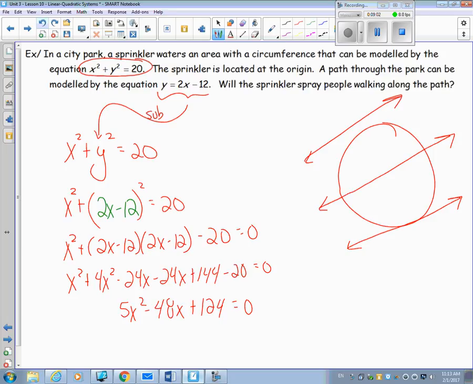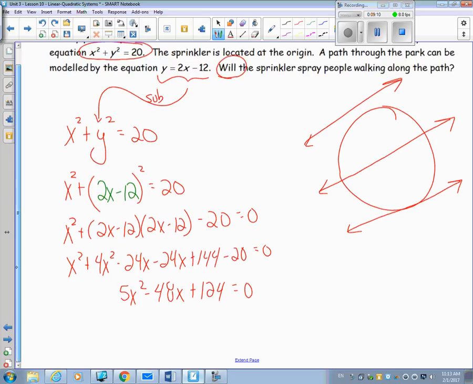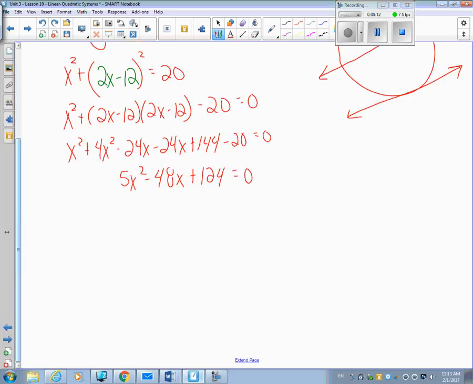Okay. My question wasn't, what are the solutions? My question was, are there solutions? So do I actually care what the solutions to this are? No. I care if it can be solved. How do I check that? We use our discriminant. So b squared minus 4 times a times c. If you put that all into your calculator, I got negative 176.